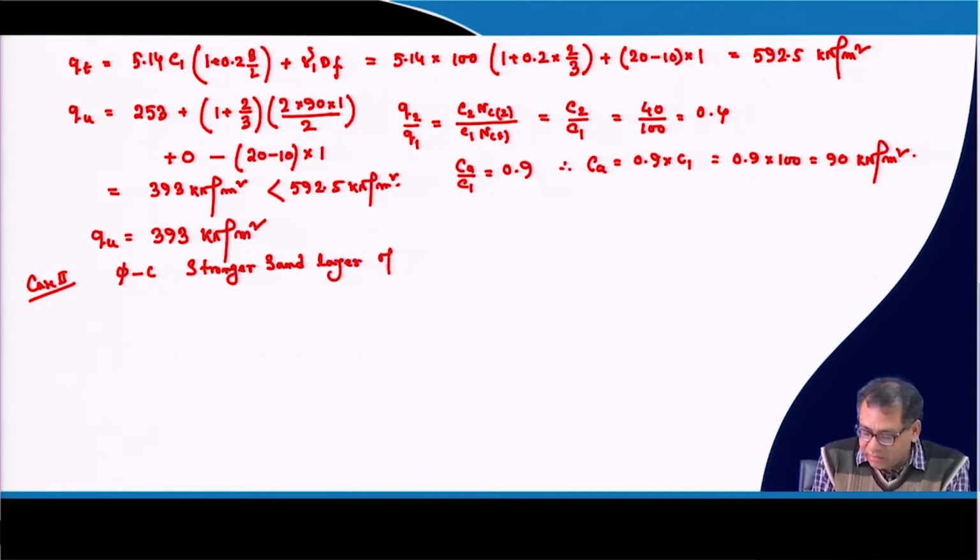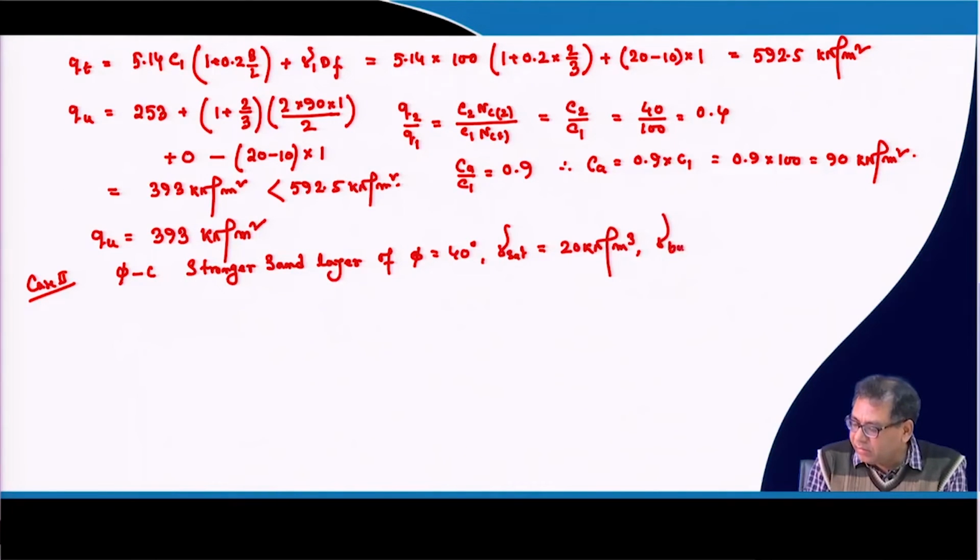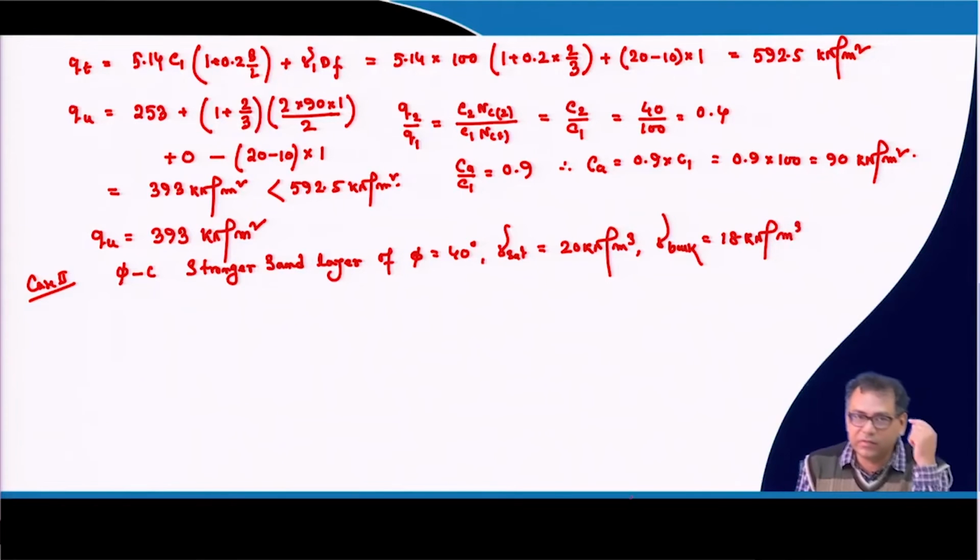Stronger layer of phi equal to 40 degree. Gamma sat is equal to 20 kilonewton per meter cube and gamma bulk is 18 kilonewton per meter cube, because here I am considering the water table is not at the ground surface like the previous case, it is below the ground surface. Just to show you how we can solve the problem in such case. And water table is at the base of the foundation.